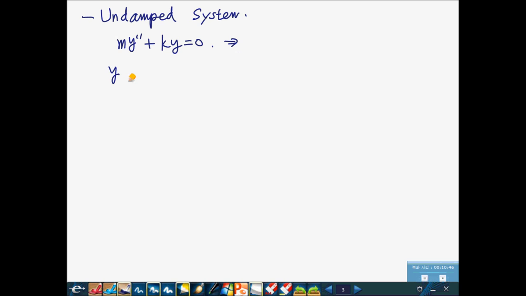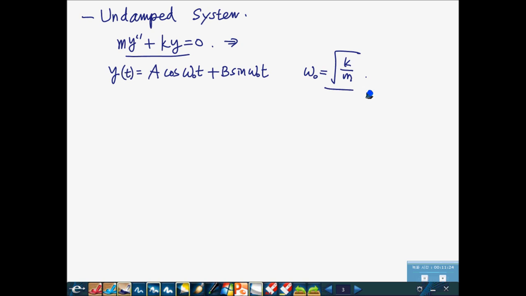Then y of t is a cosine omega naught t plus b sine omega naught t, right? Because it's a complex conjugate. There's a complex number here, right? Lambda. So it's only cosine and sine. Okay? And here, omega naught is the square root of k over m. Okay? Omega naught, you're going to see it often. Omega naught is the frequency, related to the period of the function. So remember, this is the square root of k over m.